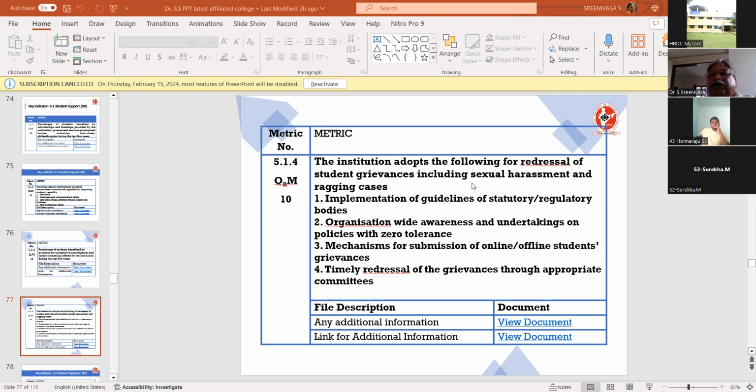The institution adopts the following for redressal of student grievance. What is the mechanism you are having? Implementation of student statutory regulatory bodies, whether you are having a student grievance cell, organization of awareness and undertaking of the policy on zero tolerance, mechanism of submission of online and offline student grievances, timely redressal of the grievance through the panel. Whether you are conducting all these things, that is very, very important.